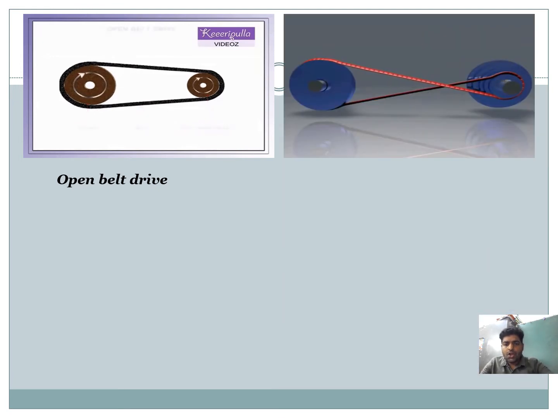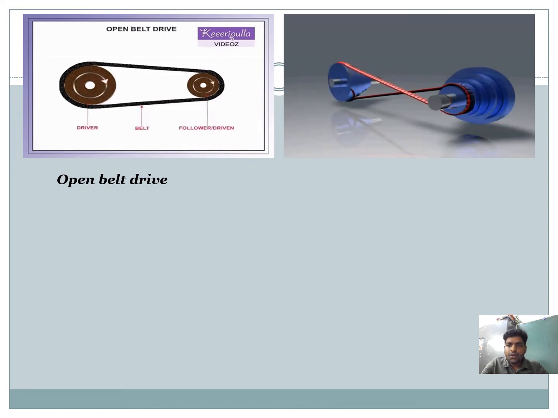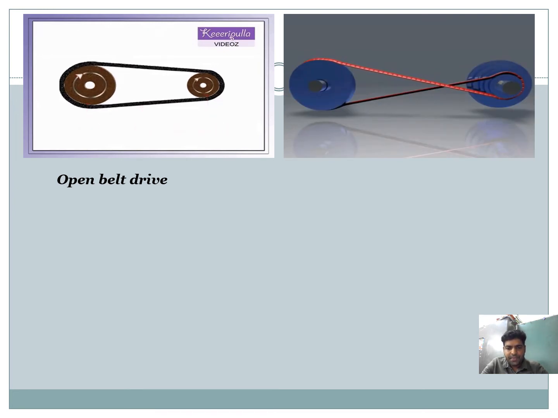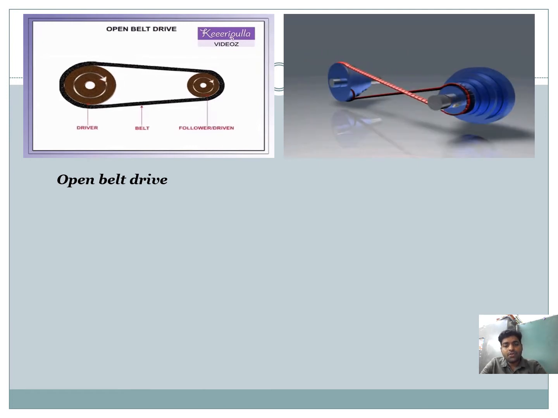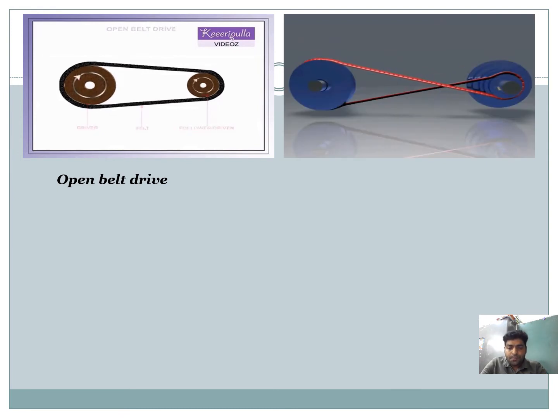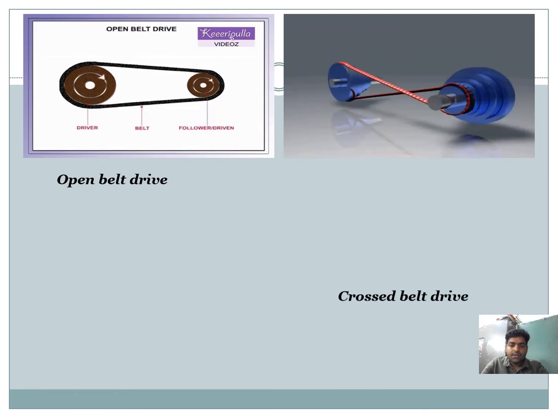Second one is cross belt drive. The right hand figure is the cross belt drive, where we can see that both the pulleys are moving in opposite directions. In that case also the driver pulley pulls from one side and delivers to the other side. Thus the tension in the pulling side is more than in the slack side. This one is the cross belt drive.